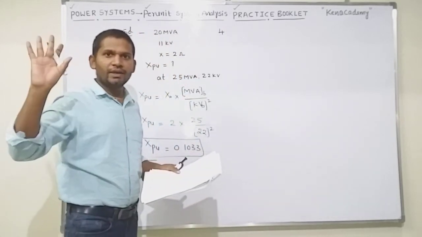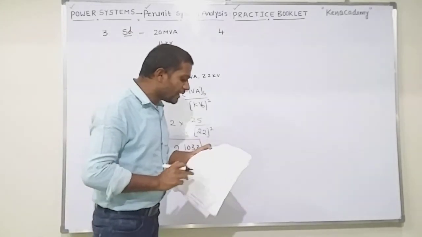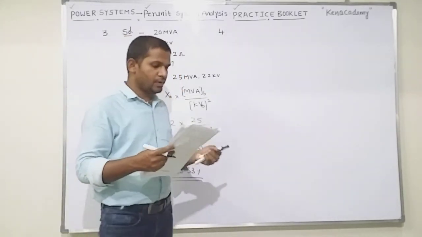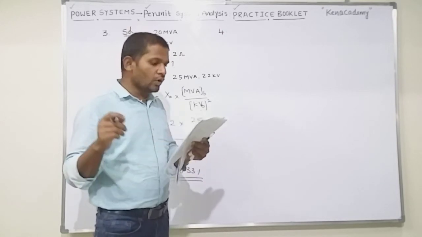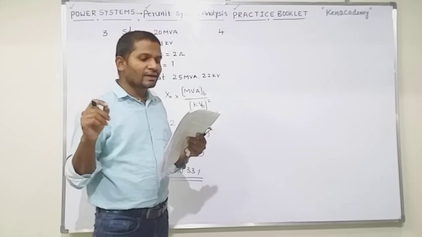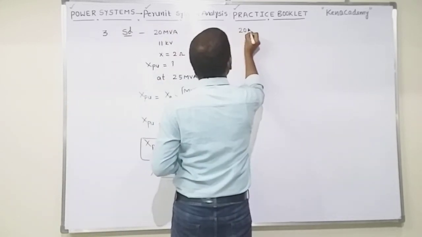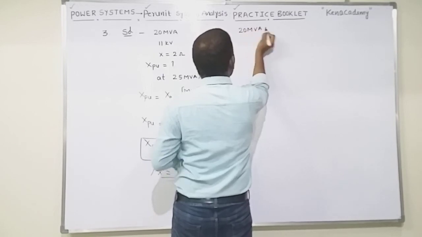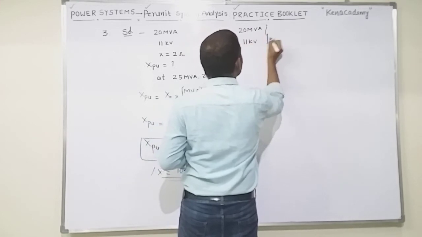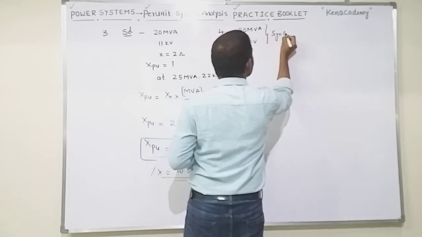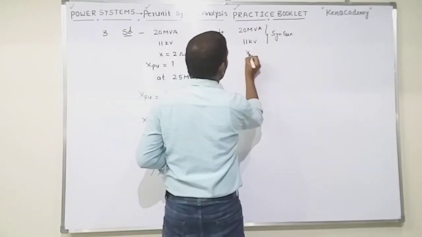Students, is it okay? Understanding? Already you know these formulas. Okay, all of you read the question. Question number 4. A 20 MVA, 11 kV synchronous generator, X equal to 2 ohms. The per unit reactance at 13.2 kV is dash. Given a 20 MVA, 11 kV synchronous generator whose reactance X equals 2 ohms.